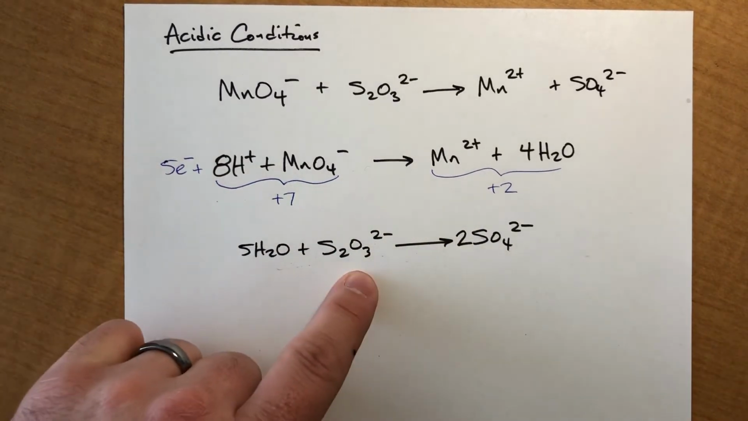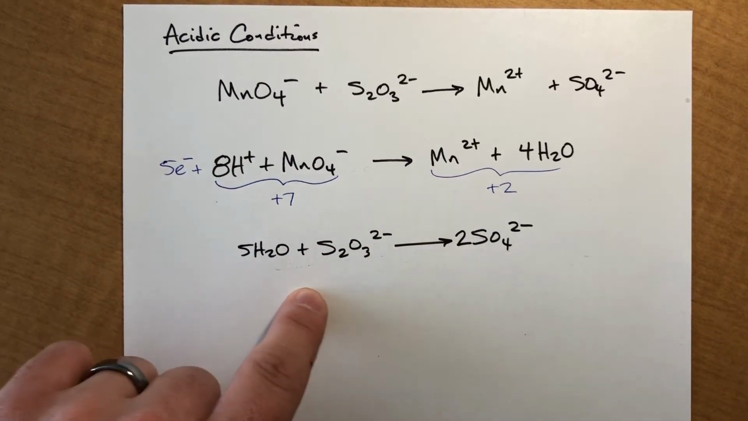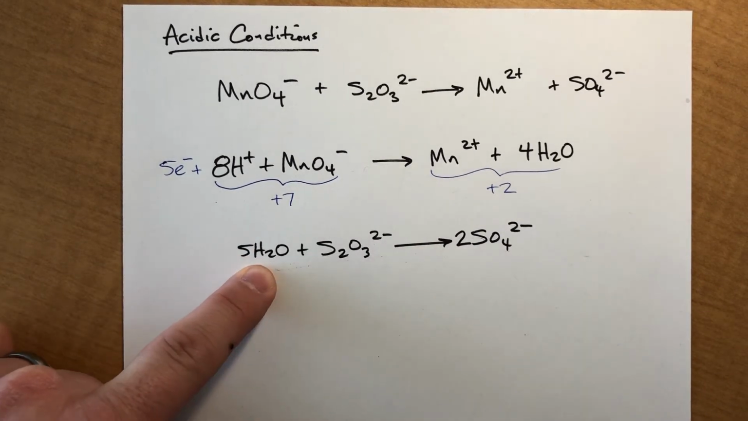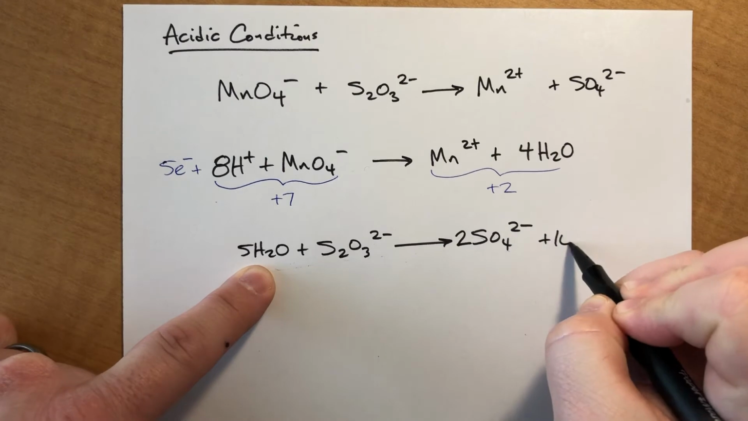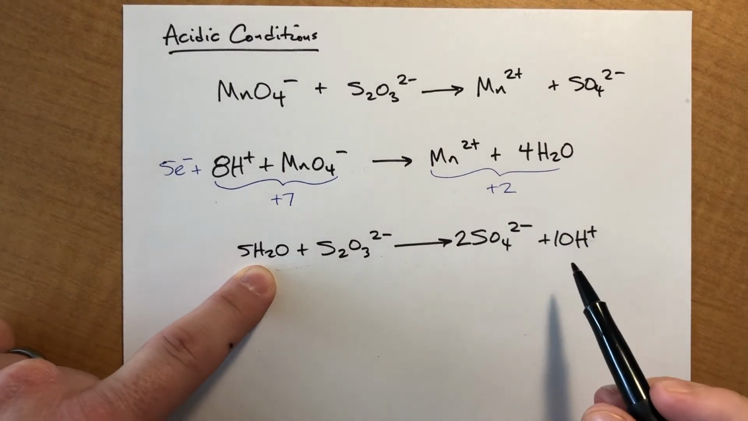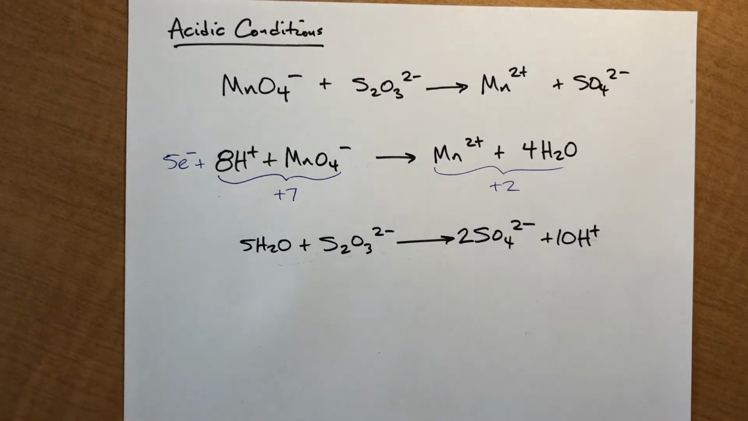Okay, that gives us 8 oxygens total, and now we have hydrogens. We have 5 times 2, which is 10, so we need 10 hydrogens here. Okay, our atoms are technically balanced. Now we're going to balance the charges.